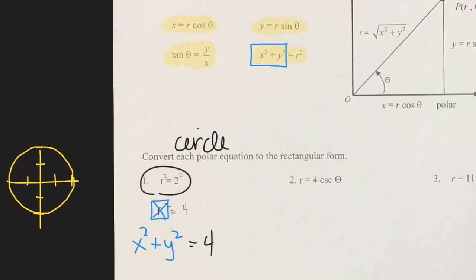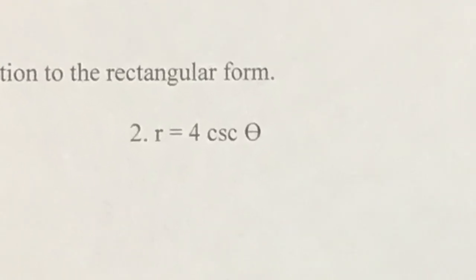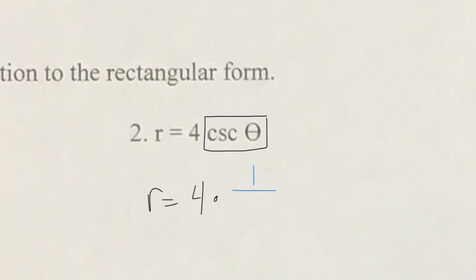Okay? So number 2, what do we have on number 2? R equals 4 cosecant. What does a cosecant represent as far as our trigonometry? What can we replace cosecant with? Cosecant we can replace with something with sine, but what is the cosecant? 1 over sine, right? That's the one we want. So we have r equals 4 times 1 over sine.